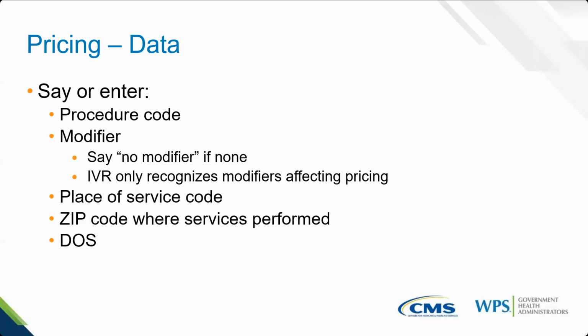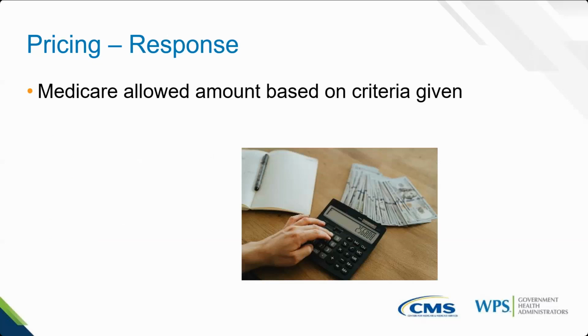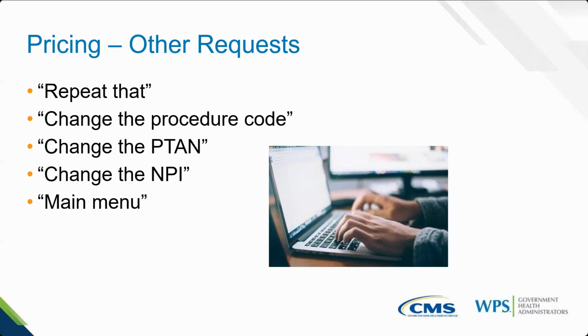You're also going to need to say or enter the place of service code, the zip code of the location where the services are rendered, and the date of service. And then the system responds with the Medicare allowed amount that matches the criteria that you entered. Once you get that pricing information, you can say repeat that to hear it again, change the procedure code to get pricing for a different code. You can change the NPI or PTAN, and finally, if you want to start over, you can say main menu.